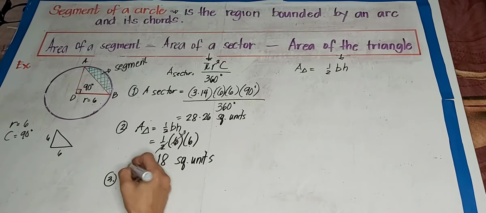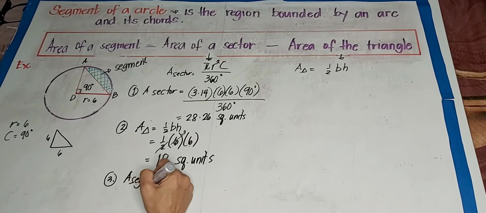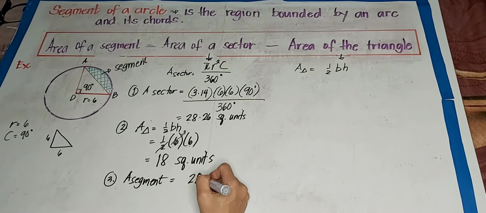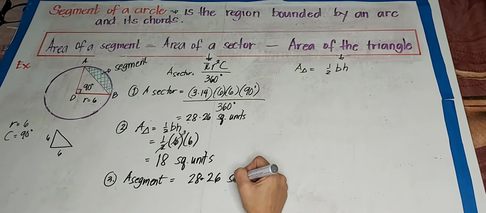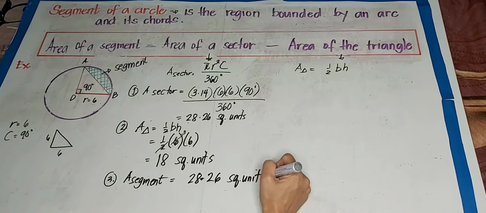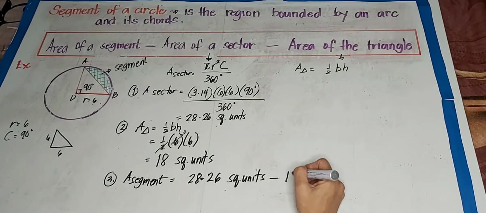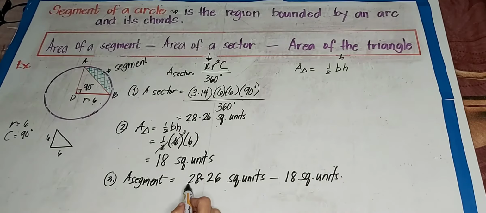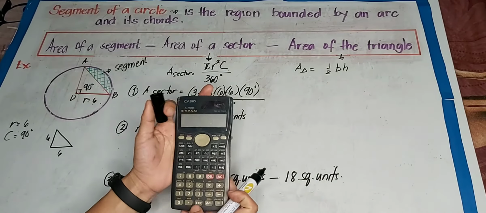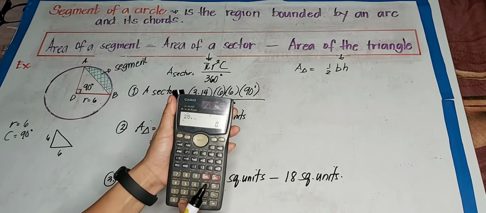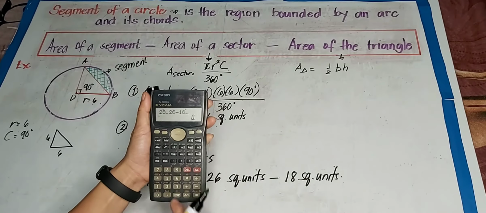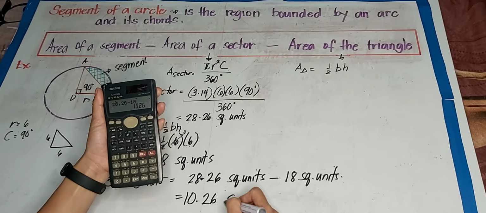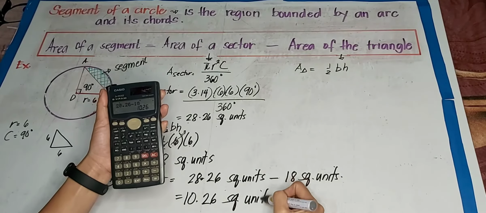So, step 3, area of the segment is equal to 28.26 square units minus 18 square units. Or simply 28.26 minus 18 equals 10.26 square units.